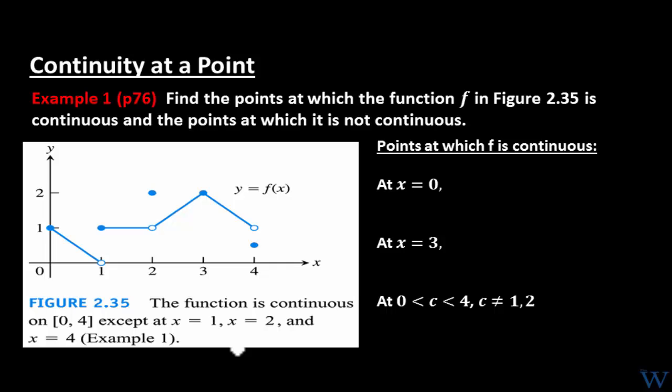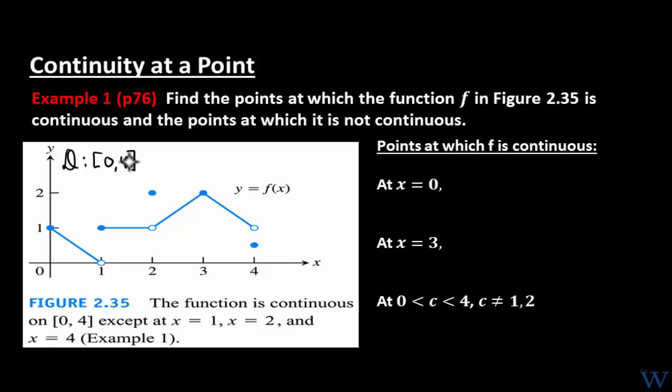Continuity at a point. Let's look at example 1 on page 76. Find the points at which the function f, this piecewise function, is continuous and where it is not continuous. So let's look at the points at which f is continuous. Take a look at the interval for which the function is defined. Here, the domain of this function is from 0 up to 4. Let's write that down. The domain is from 0 to 4.